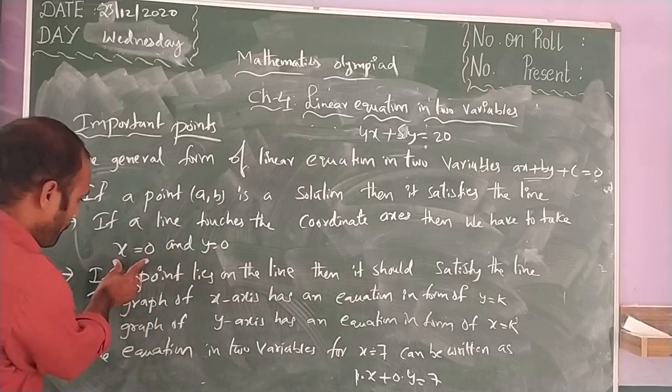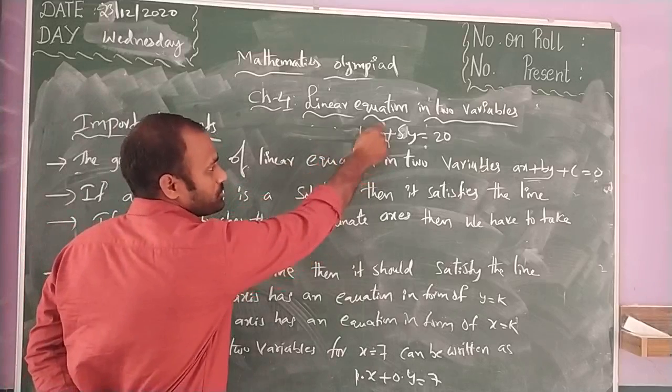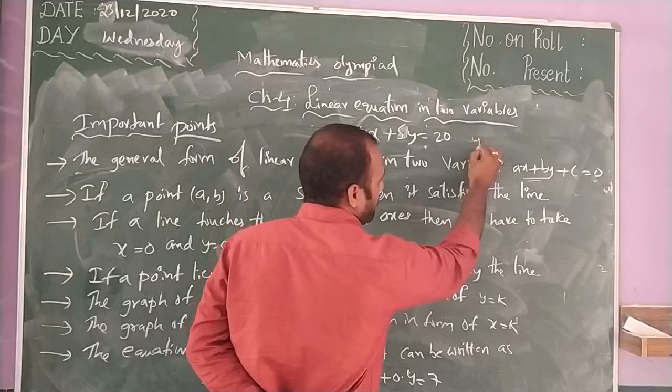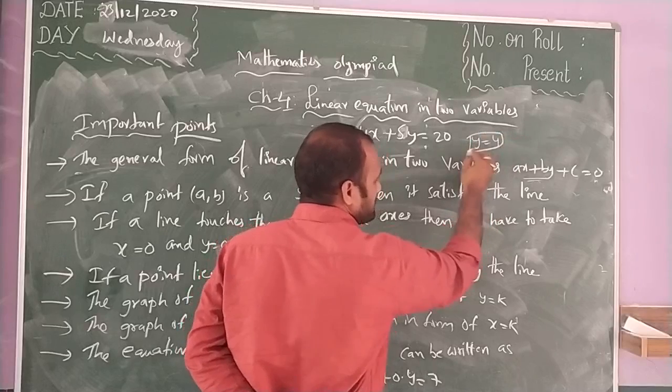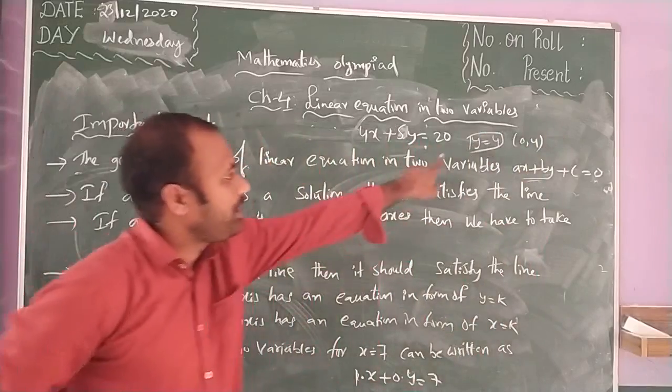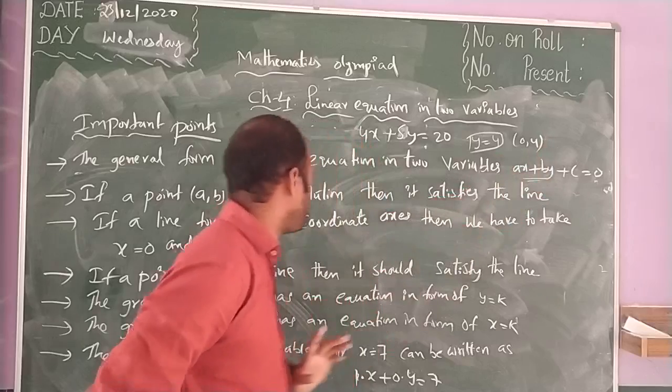It means that if I put x = 0 first, this term will be 0, so 5y = 20, y will be 4. It means that the point is (0, 4). Why? Because the y value is 4 and the x coordinate is 0.